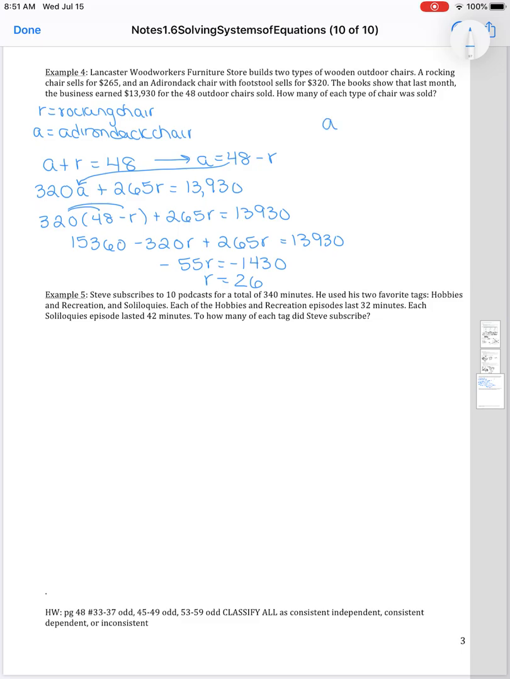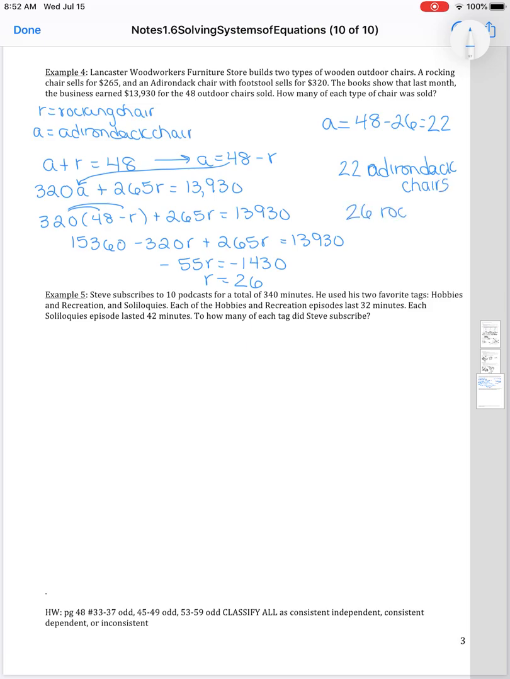All right, if I continue to consolidate here, I end up with 2 negatives, which is fine because you can't have a negative value for a number of chairs. So you get 26 when you divide by the negative. And then A is then 48 minus the 26, which gives you 22.